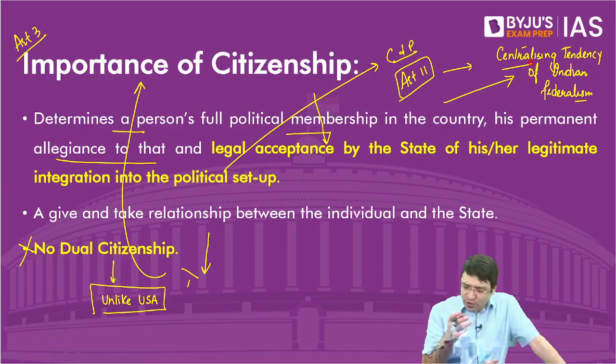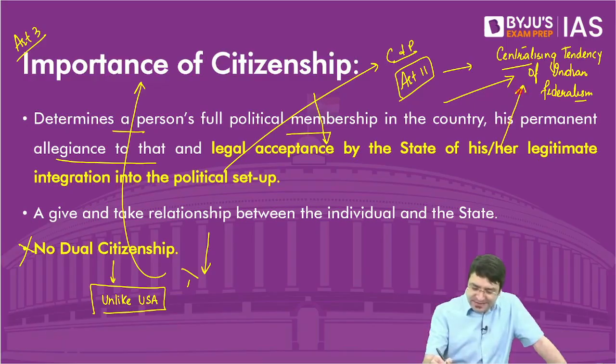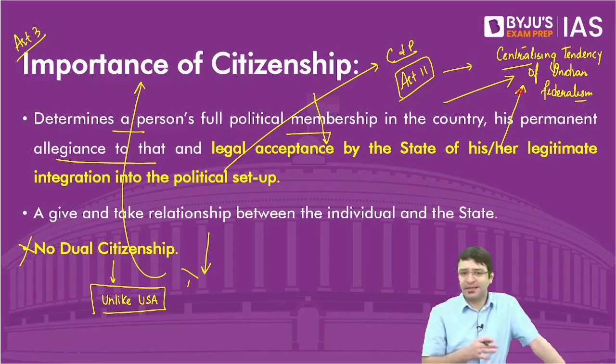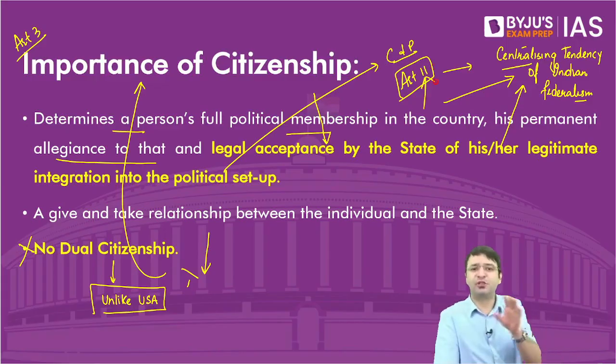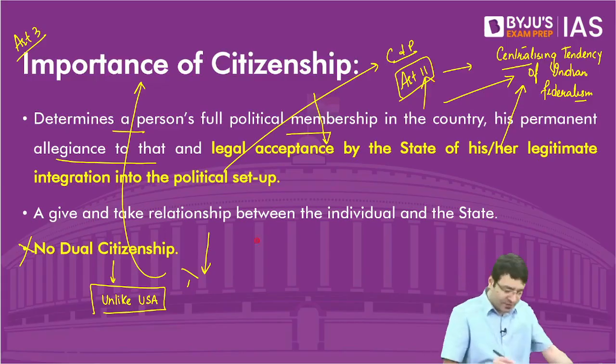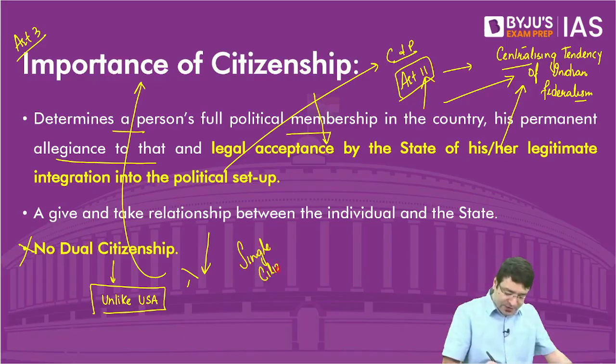So one more provision of the Indian Constitution, which gives a sense that it is tilted in favor of a strong center, which is biased in favor of a strong center, is Article 11 of the Constitution, because there is no such thing as dual citizenship. We have only single citizenship. You are only the citizen of India. You are not the citizen of any other state.